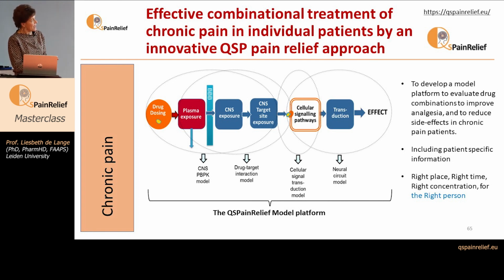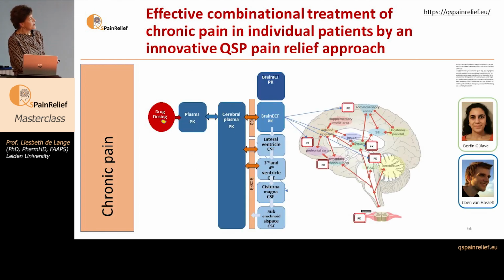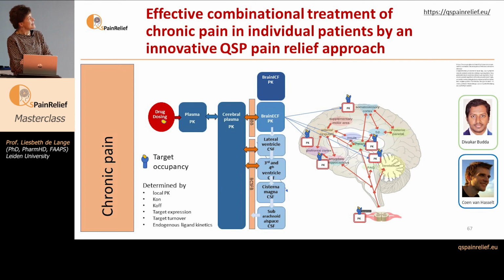And we have Berfin, and she is here, and she works mostly on the pharmacokinetic part of this model at different locations, because chronic pain involves different sites where many things happen. So that should be unraveled, and Koen van Hasselt is a co-supervisor in this. And then we have Divakar, and he's also here, and he works on the binding kinetics of multiple drugs at multiple locations in the brain. And also Koen van Hasselt works with this. So we will have a general assembly meeting from tonight onwards to further see where we are in this project.